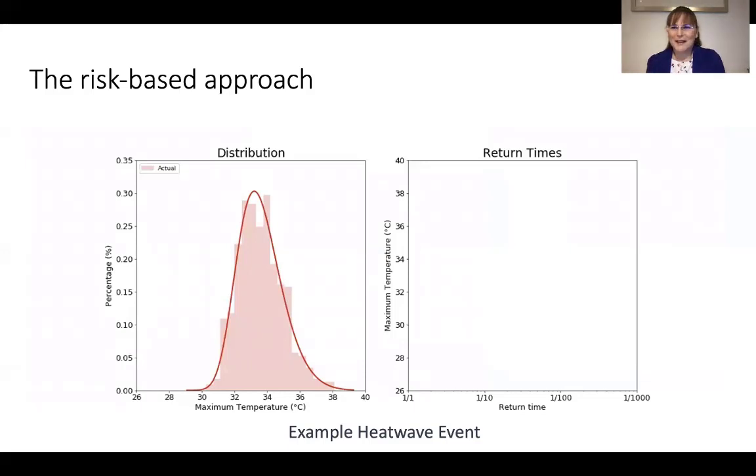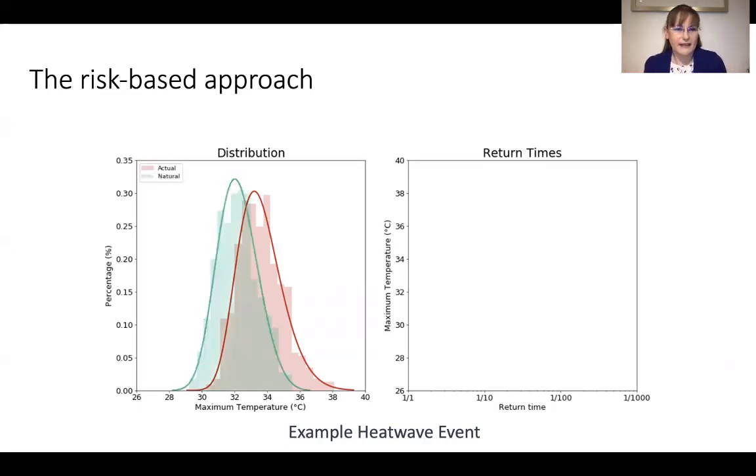So you'll probably be quite familiar with this by now, but I thought I'd do another quick recap on the risk-based approach. Here we have a distribution showing a particular maximum temperature in a region for an example heat wave event. And this is from the simulations of the model that were including all anthropogenic forcings.